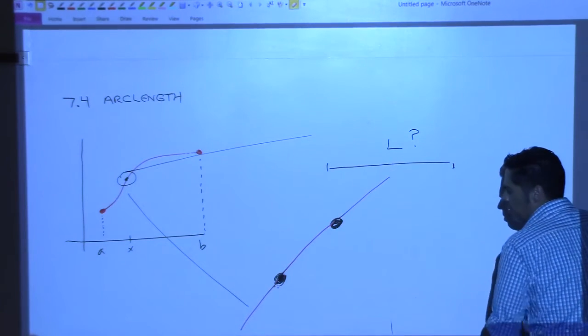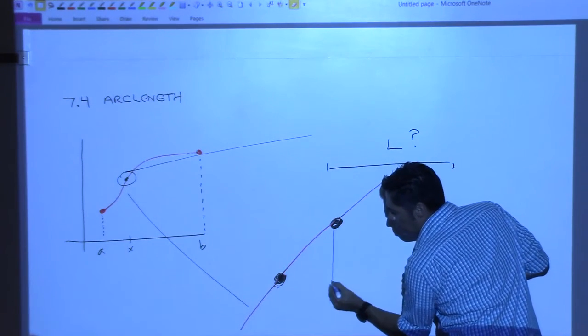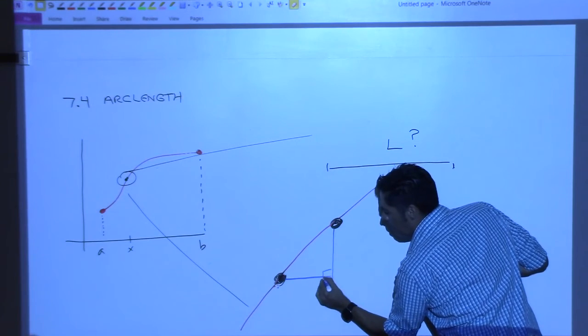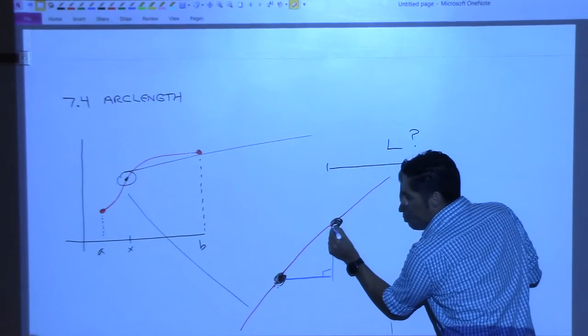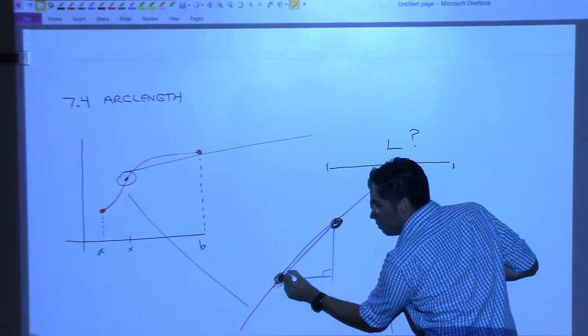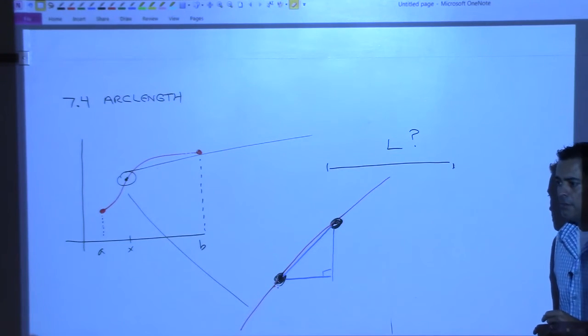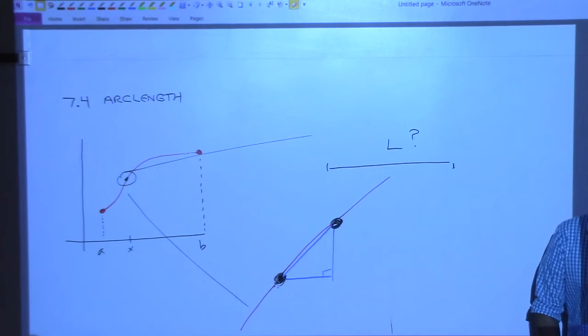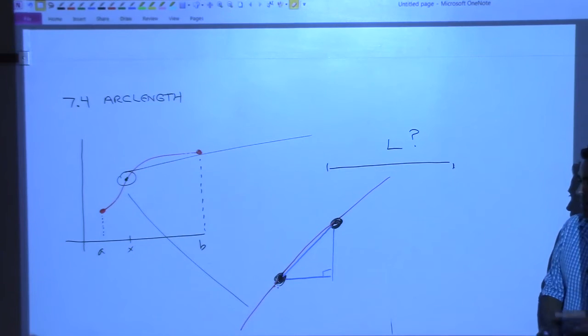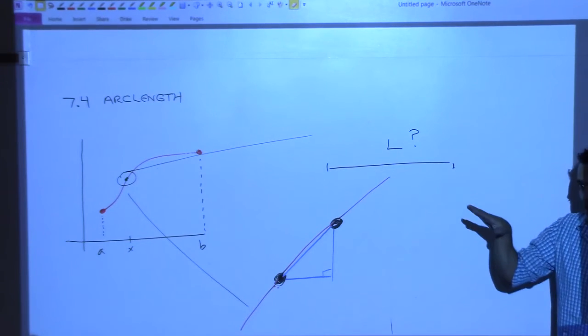Well, one thing I could do is imagine drawing a little right triangle here. If I draw a right triangle, there's going to be a straight line between those points, aren't there? Now the length of that straight line is pretty darn close to the length of the red one, but there's some error. The error is there because this is a curve, not a straight line.